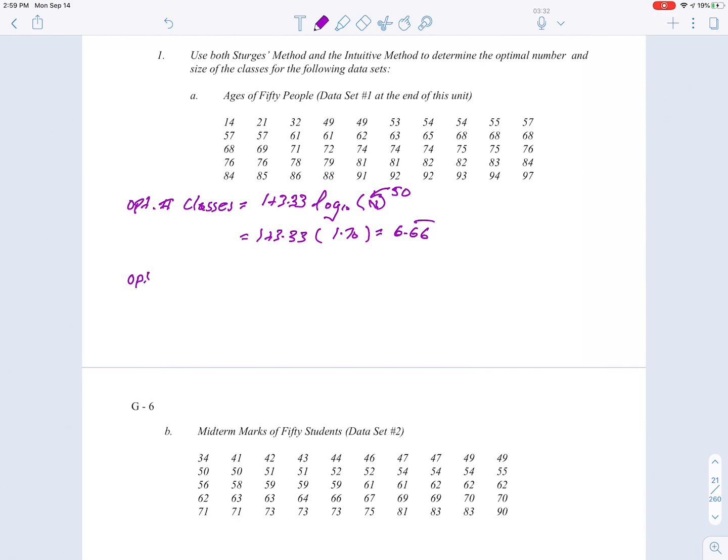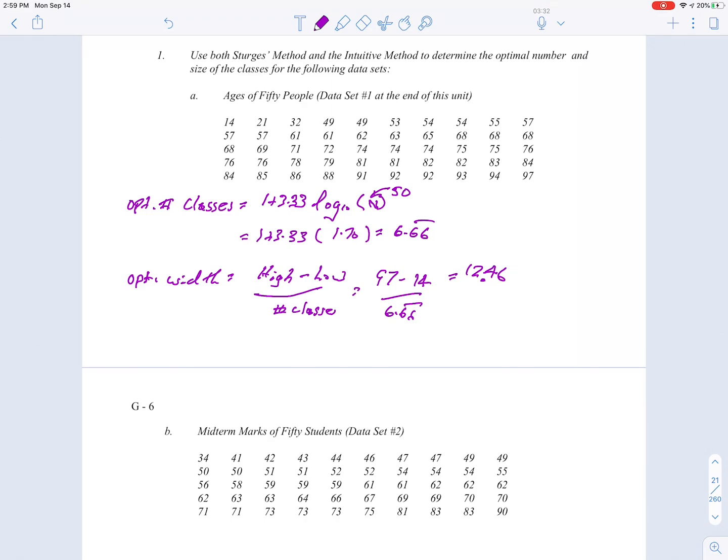But what we want to do then is to look at the optimal class width, which is going to be the range, which is the high minus the low, over the optimal number of classes. So these are already in order, so we've got 97 minus 14 divided by 6.66. And what do we get here? We get 12.46. So that's the optimal class width. And it says that we should have about 6 to 7 classes of width 12.